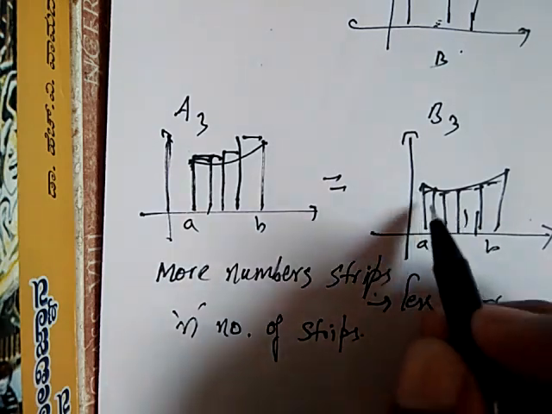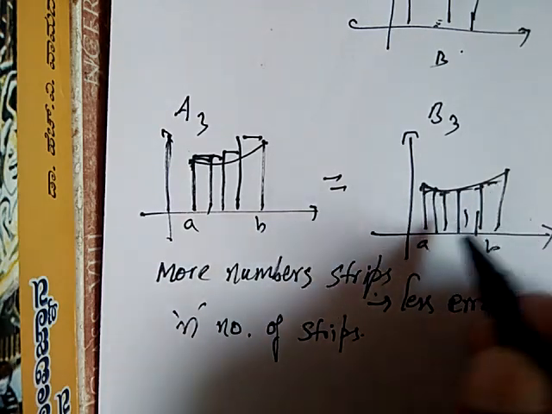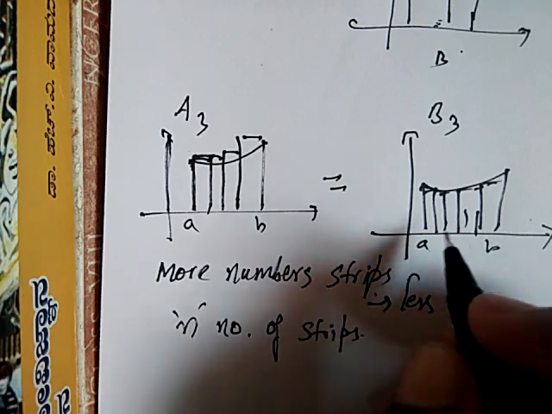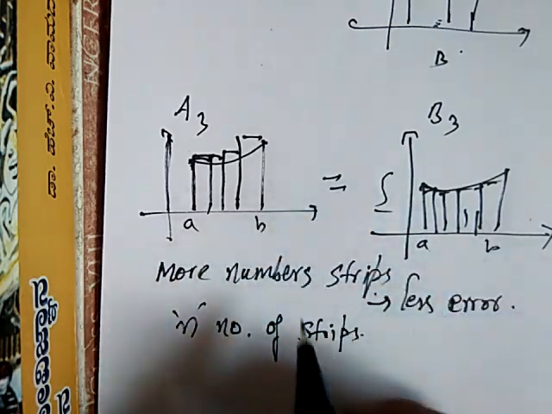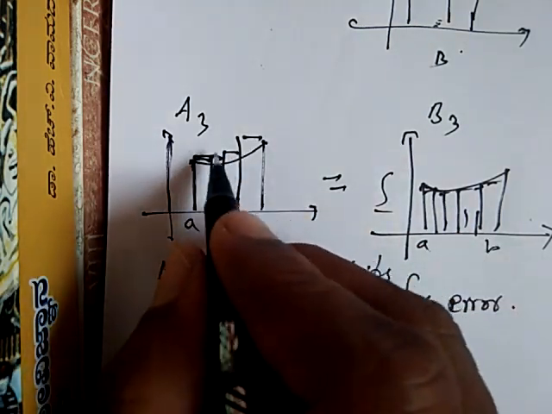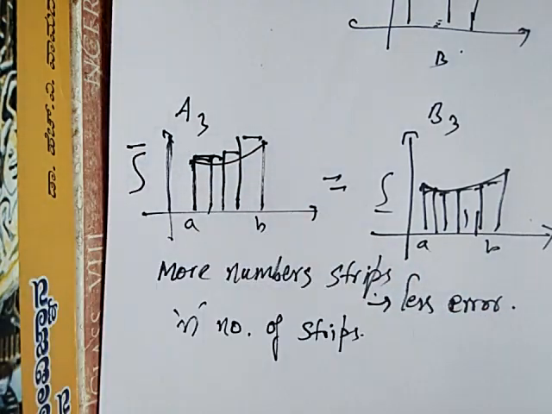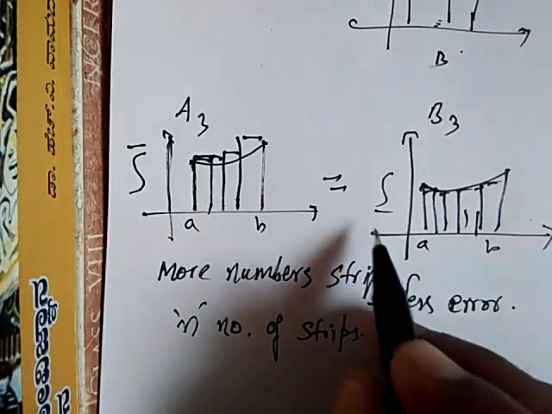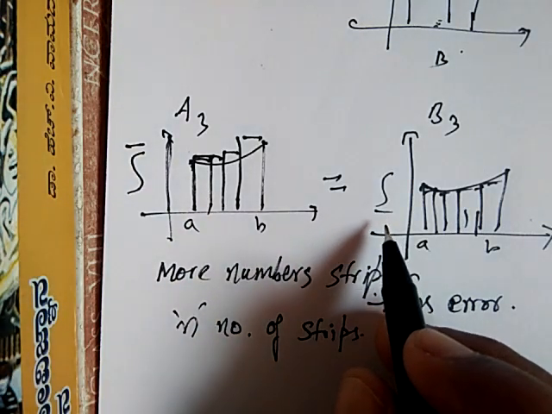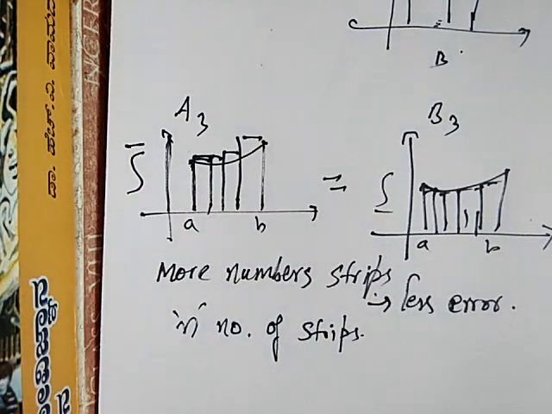Here lower means below the curve, this is the lower integral, and it is denoted like this. Above the curve we make the strips, and this is the upper integral, denoted like this. This bar will be on the upper side, here the bar will be on the lower side. So this will be very important.